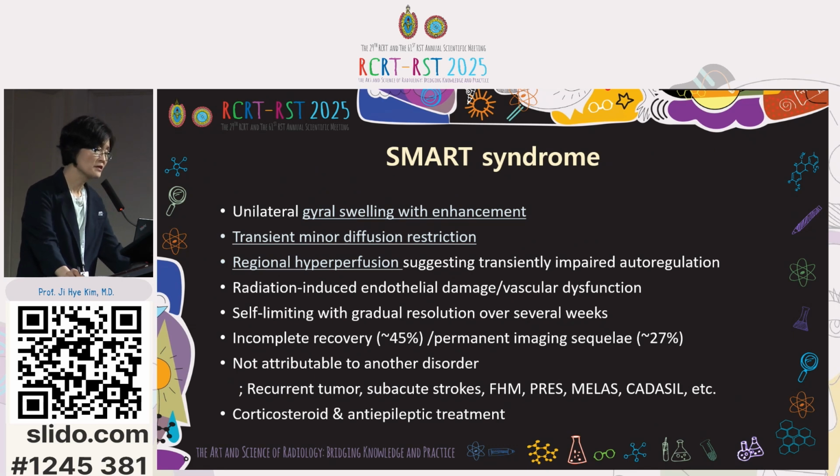The typical imaging findings include gyral swelling with enhancement, transient minor diffusion restriction, and regional hyperperfusion suggesting transiently impaired autoregulation. It is believed to be radiation-induced endothelial damage and vascular dysfunction, usually self-limiting, but incomplete recovery or permanent imaging sequelae were also reported. We have to exclude, number one, recurrent tumor, and also subacute stroke, familial hemiplegic migraine, and so on. Steroids and anti-epileptic drugs are used for the treatment.